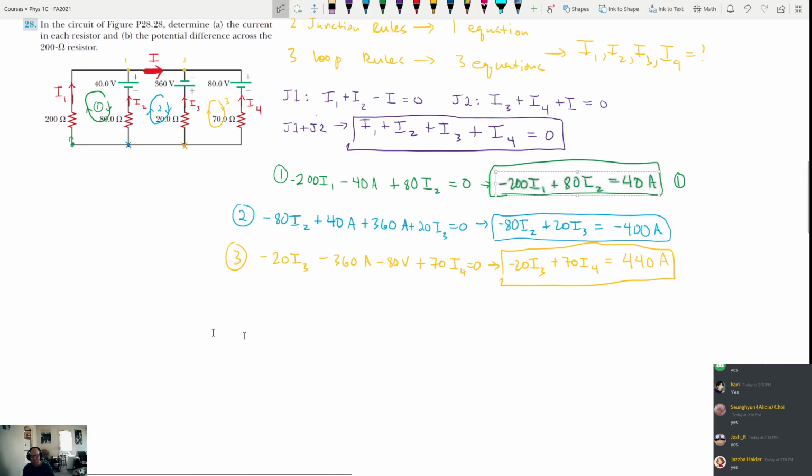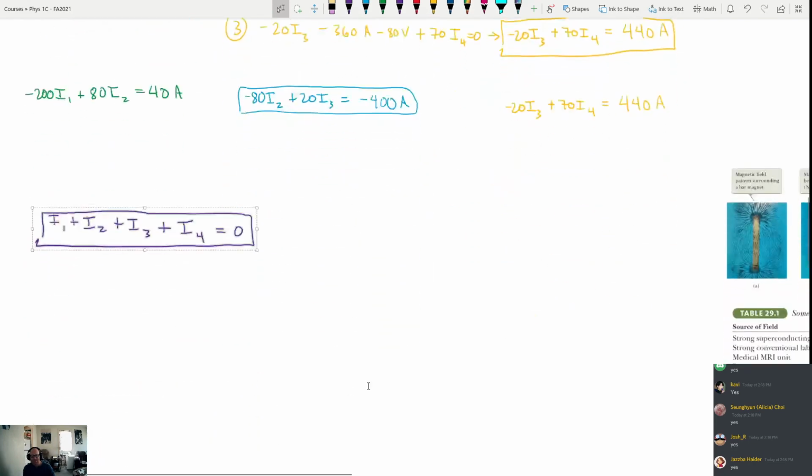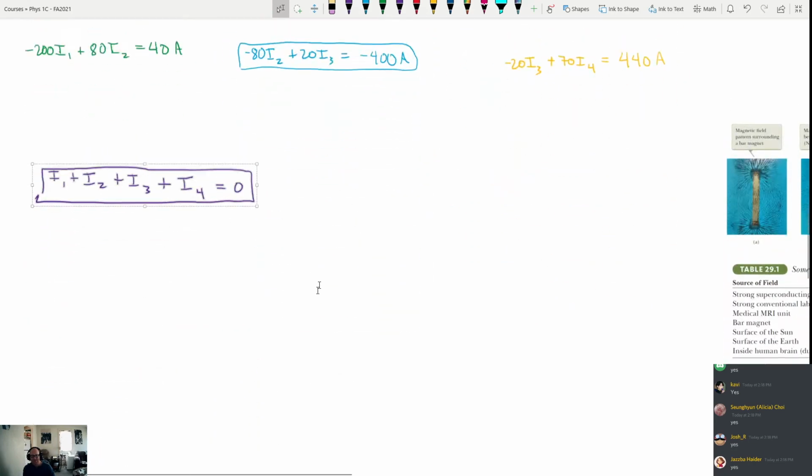All right, so there's the first equation. There's the second equation. Third equation. And of course, this equation. Oh, that didn't quite get everything, did it? Almost. This equation. Copy, paste. Okay. So those are our equations that we want to work with.